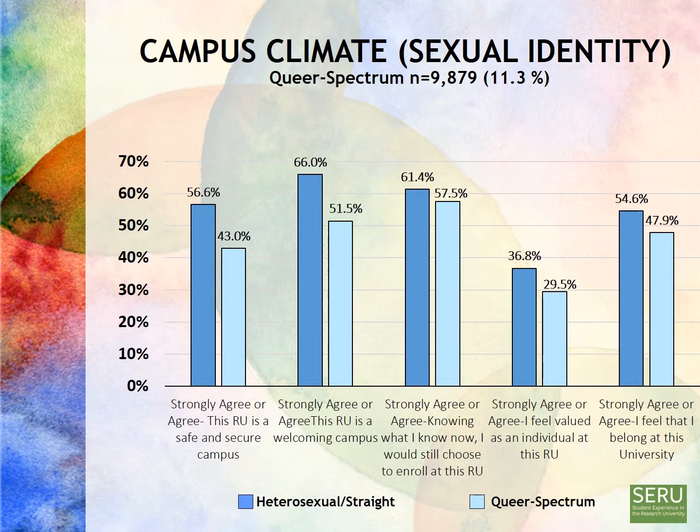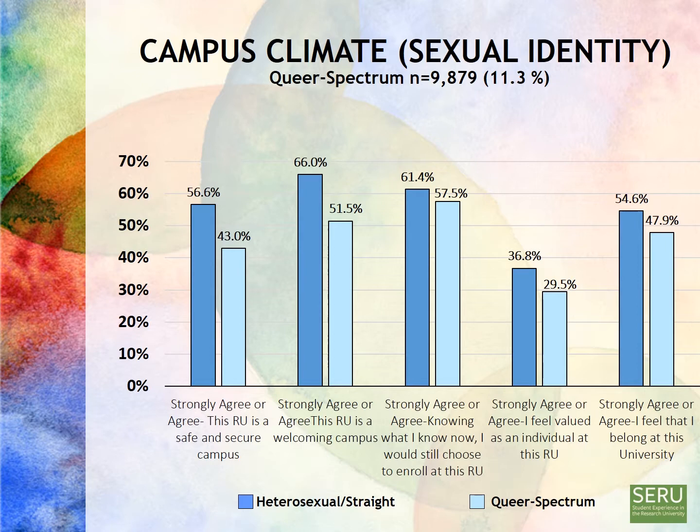Next slide. These are a selection of items from the campus climate section again, and feelings of satisfaction and agreement about their security and safety on campus, and whether it's a welcoming campus. Would you still come here if you had a chance to do it again? Do you feel valued as an individual, and a sense of belonging? And again, the patterns are fairly similar here for heterosexual straight compared to queer spectrum peers, where heterosexual straight students tend to agree more strongly with these statements.